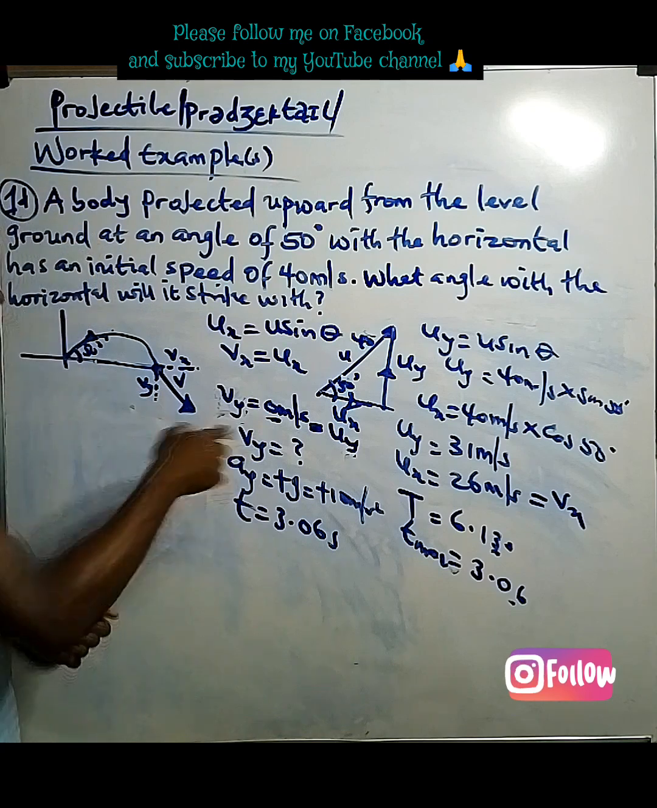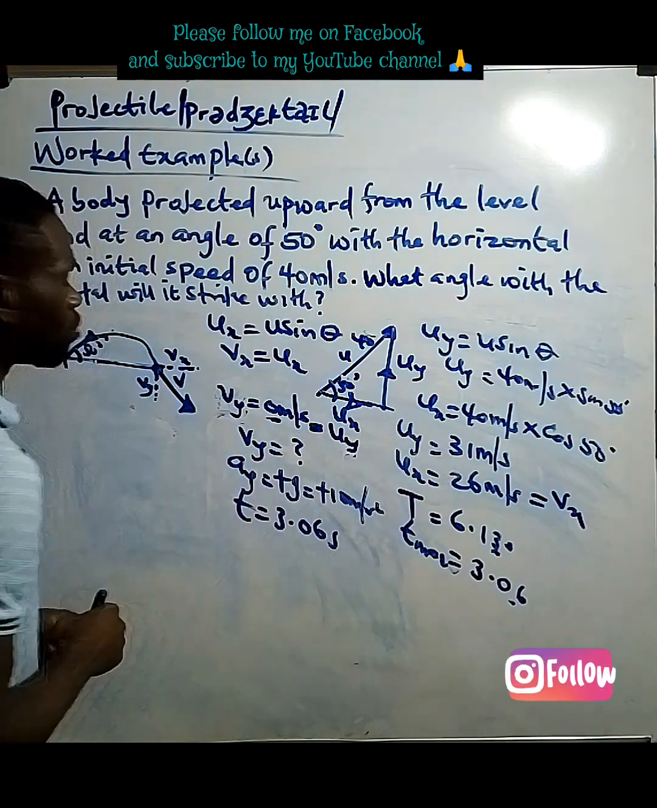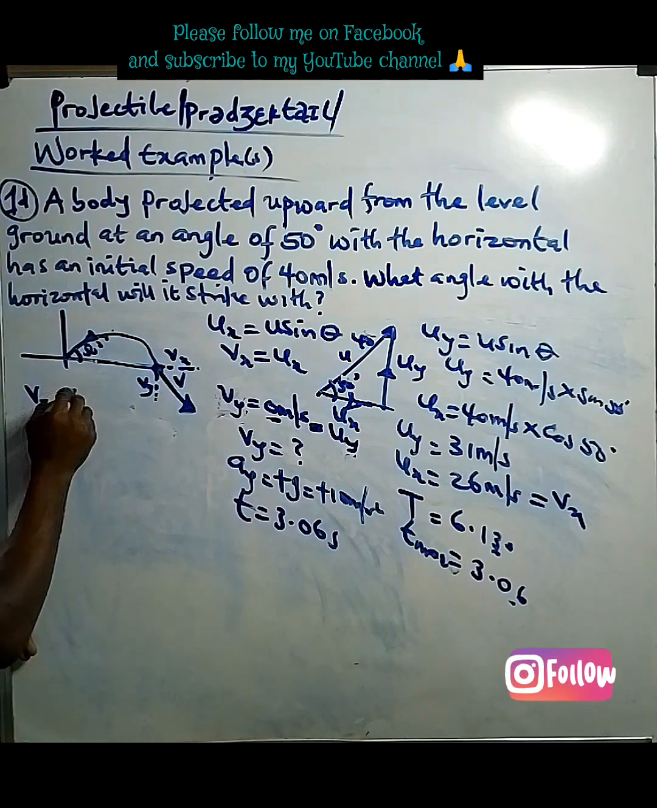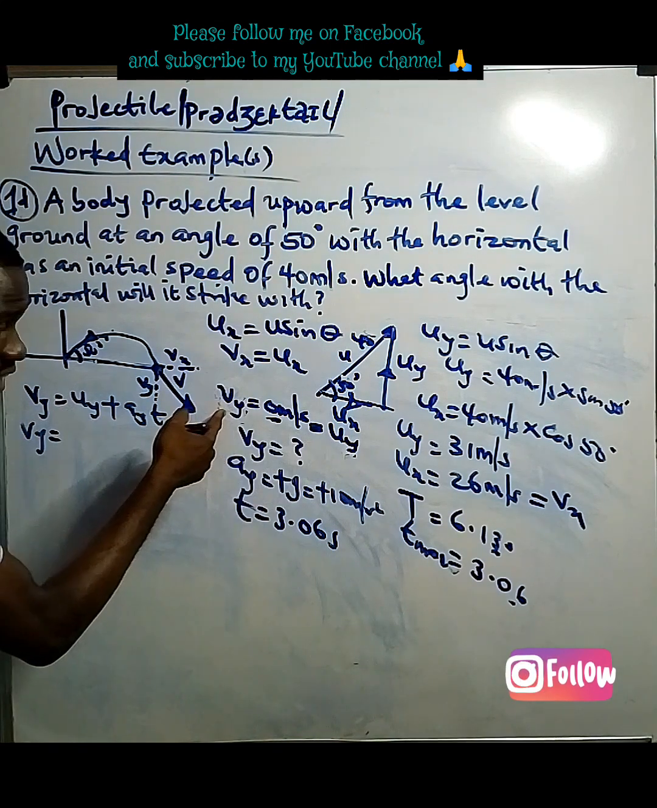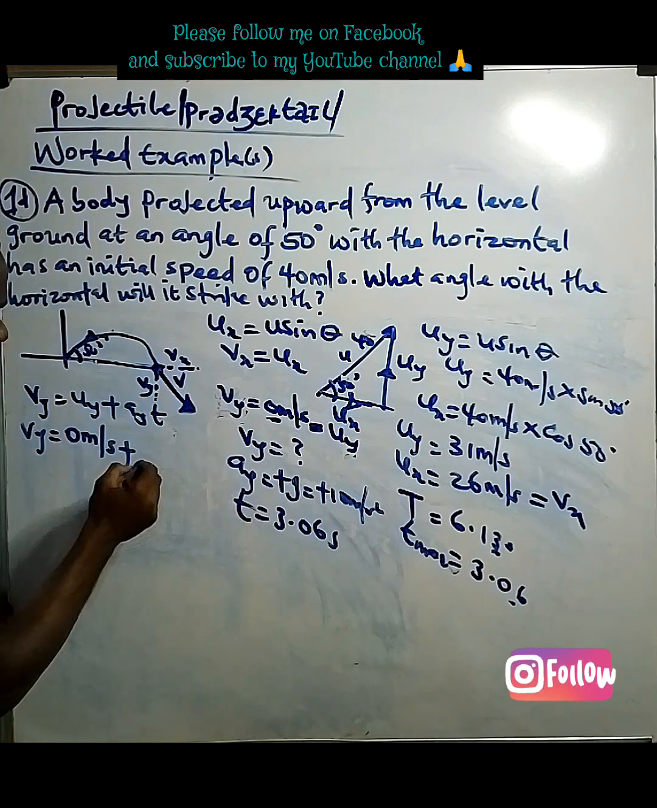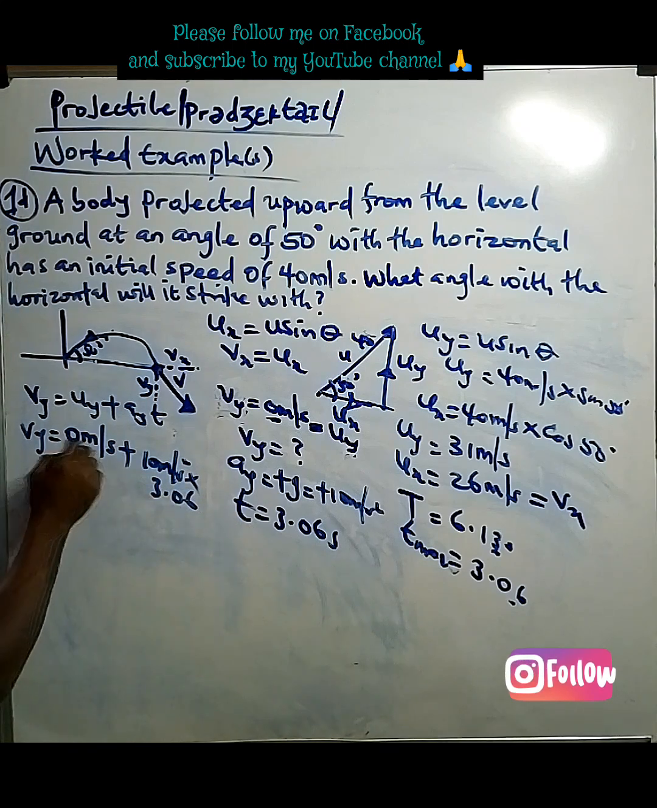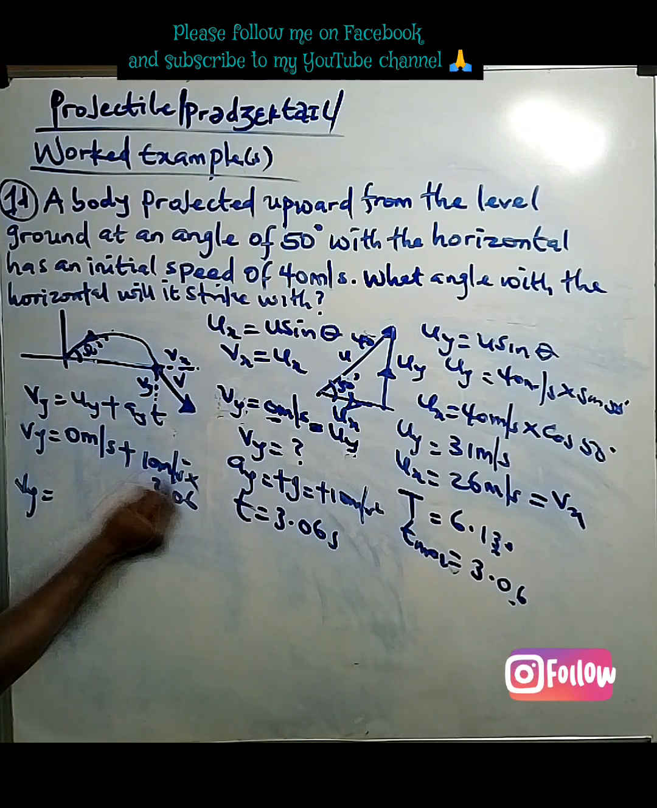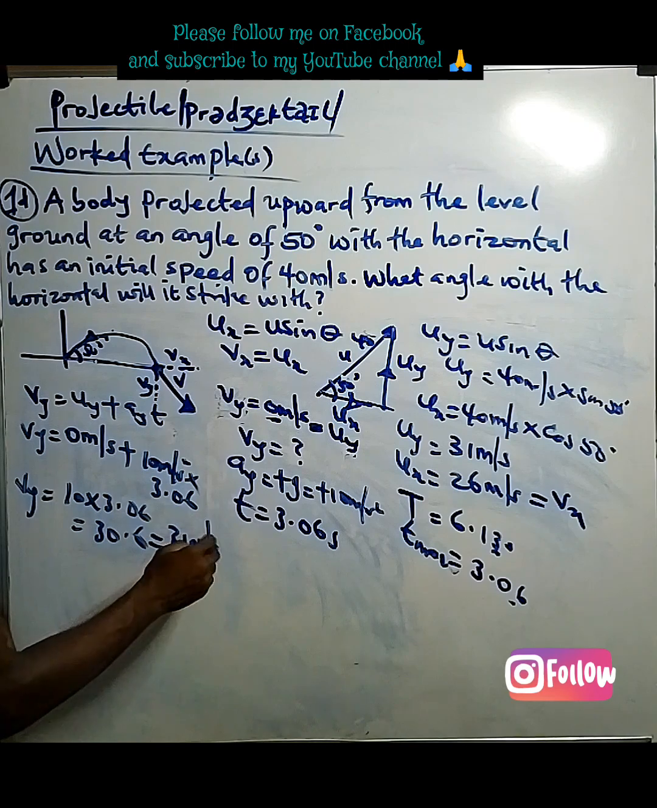So quickly, let's get our final velocity. Let's see if it's going to be the same as the initial velocity. We're going to use v equals u plus at. Final velocity is what we are looking for. Initial speed, that's the former final velocity, is 0 meters per second. Acceleration is plus 10 meters per second squared. Then the time is 3.06. So the final velocity is 0 plus 10 times 3.06, which gives us 30.6, approximately 31 meters per second.